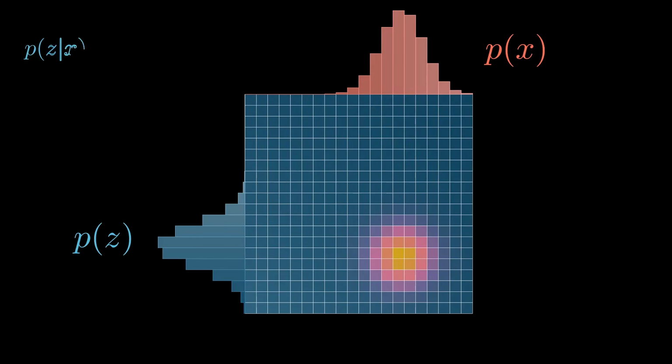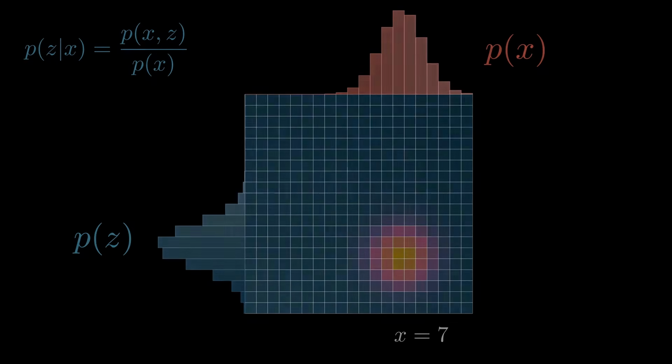Finally, p of z given x represents the probability that the latent variable z was present when we sampled the data x. We compute it just like we did for the other conditional distribution. We look at the slice and normalize the values by the probability that x equals 7. Now that we've got the basics down, let's explore the ideas and theory behind VAEs.